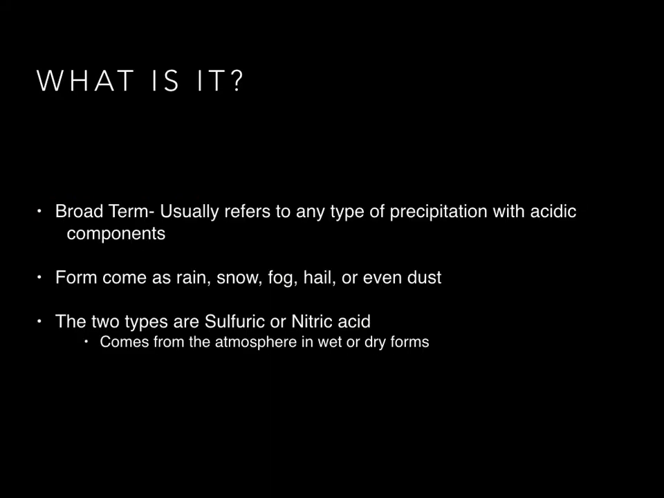Acid rain. What is it? A broad term, acid rain usually refers to any type of precipitation with acidic components. It comes as rain, snow, fog, hail, or even dust. The two types of acid rain are sulfuric and nitric acid. It comes from the atmosphere in wet or dry forms.